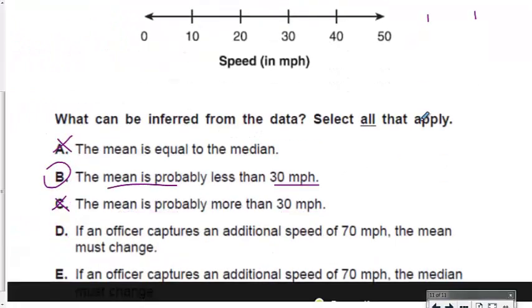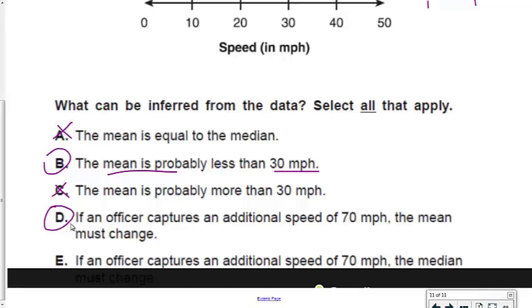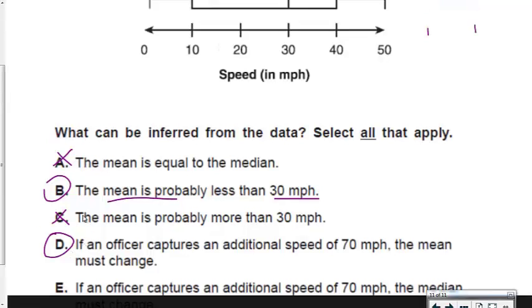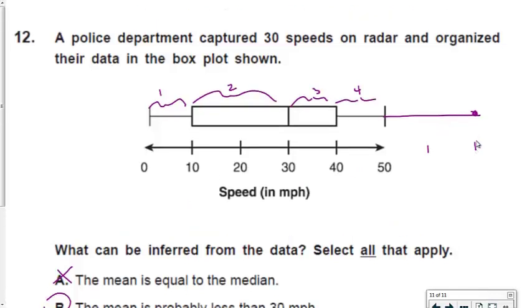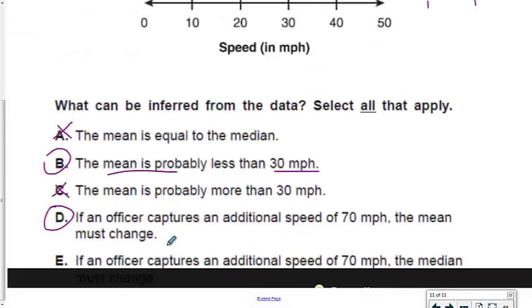So D is correct. And then if an officer captures an additional speed of 70 miles per hour, the median must change. That one is no, and if you watch the beginning part of this video, you'll see an example of that. But you could have 5 30s in a row here. One number won't necessarily make the median different if you have the same data value being repeated. Does that make sense? So your answers here are just B and D.